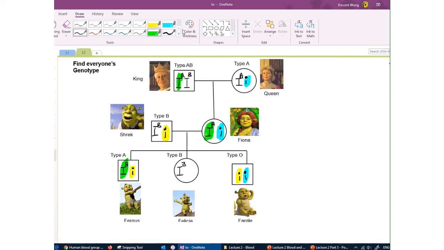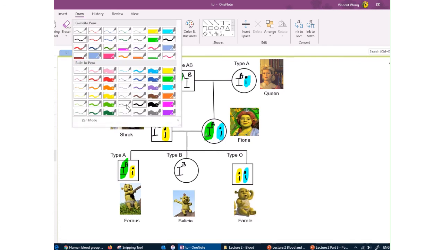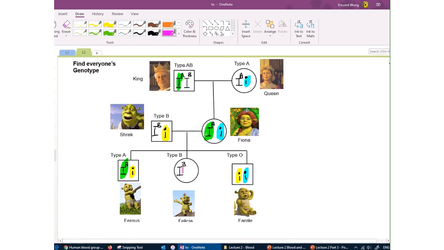So using similar logic, you can see that Felicia here, the IB came from Shrek, and we are going to figure out the other half. The other half is either another IB because it's type B blood, right, or a small i. And if you look at Fiona, we know that it has to be a small i. Okay, so that's how you would solve this problem. There is more practice in the workbook, so go ahead and try that out on your own.